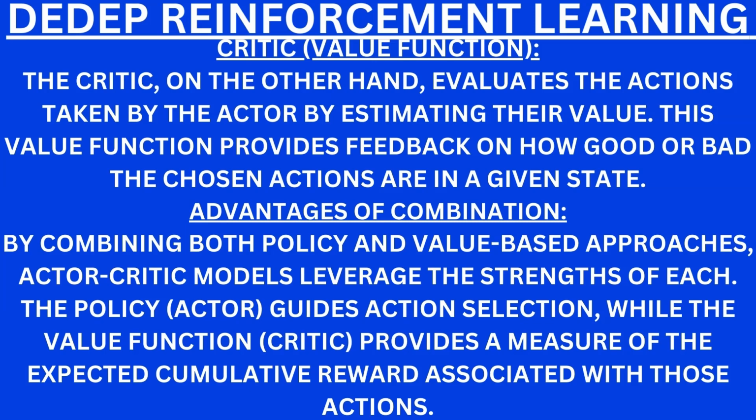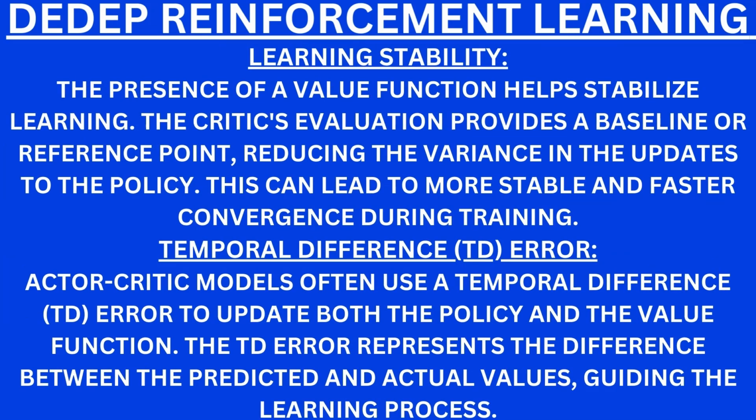Advantages of combination. By combining both policy and value-based approaches, actor-critic models leverage the strengths of each. The policy actor guides action selection, while the value function critic provides a measure of the expected cumulative reward associated with those actions. Learning stability. The presence of a value function helps stabilize learning. The critic's evaluation provides a baseline or reference point, reducing the variance in the updates to the policy. This can lead to more stable and faster convergence during training.